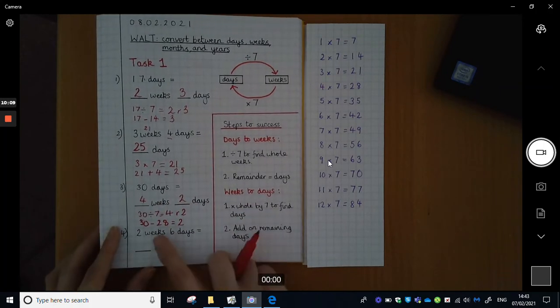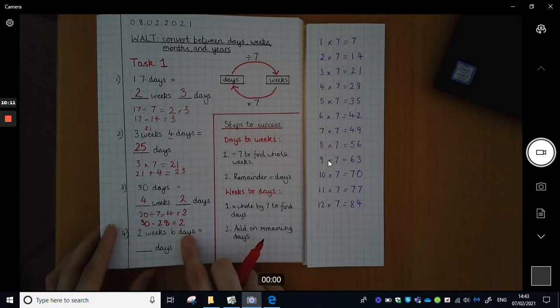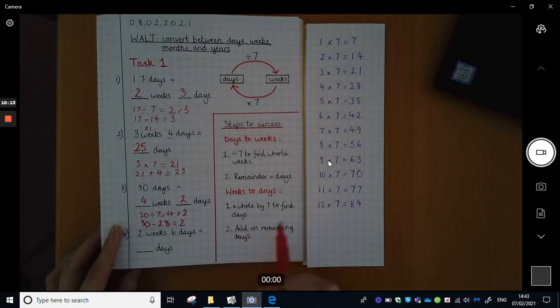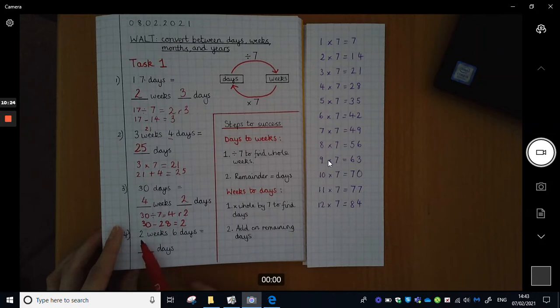Okay, final one we're going to do is 2 weeks and 6 days into days. So I need my second lot of steps to success this time to help me. So remember, the first thing I need to do is multiply the whole by 7 to find the number of days. So you can do this one in your head.